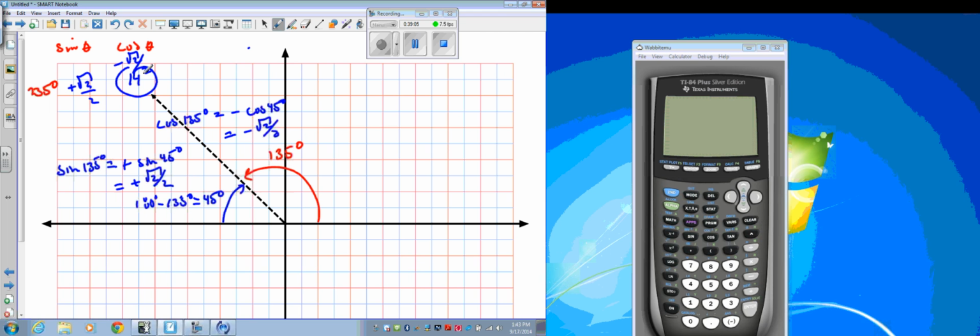There's two things you have to do. The quadrant tells you whether it's plus or minus, and then the reference angle tells you what the value is. Pretty good, right?